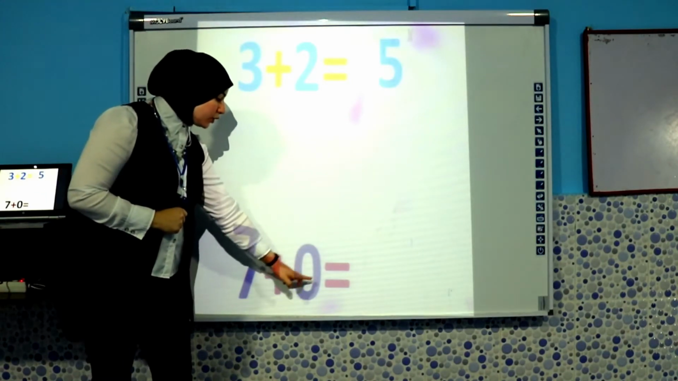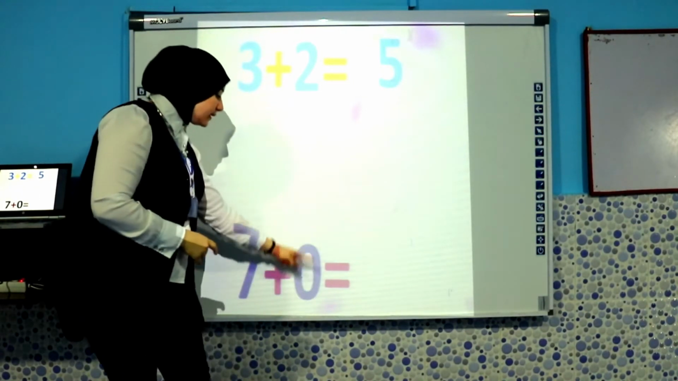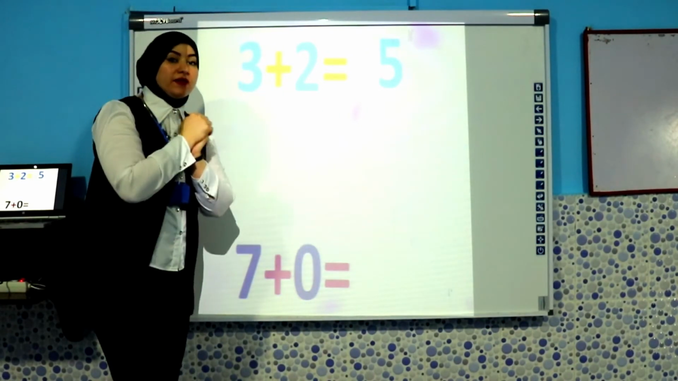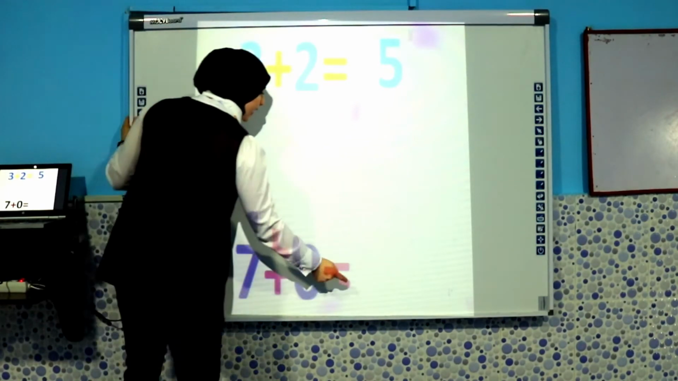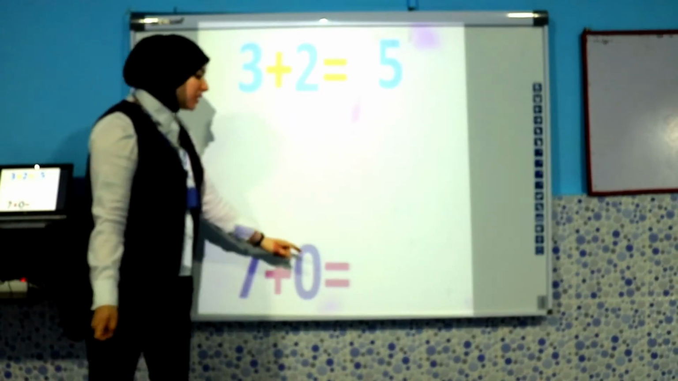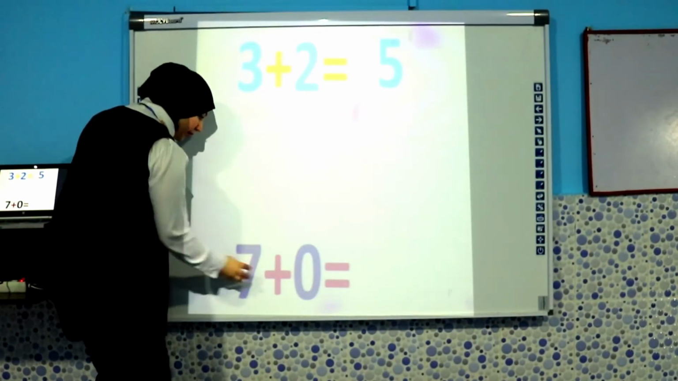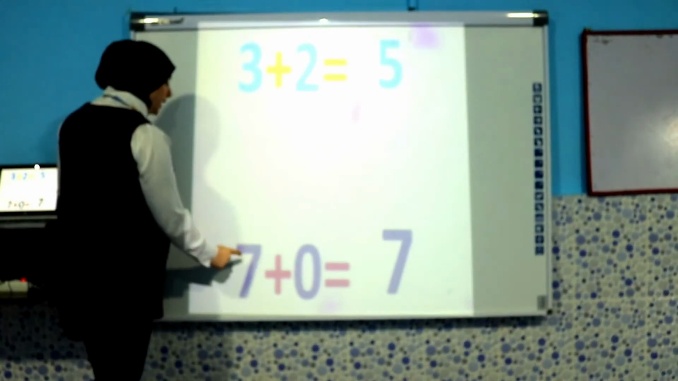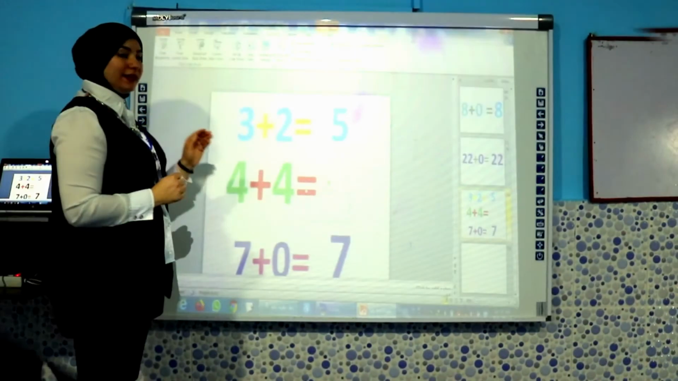7 plus 0 equals. As we said before, when we have 0 in our equation, anything plus 0 gives me the same number. So 7 plus 0 equals 7. Excellent. Why? Because 0 here is very weak. It means nothing. I take my number and get out. Let's see the result. So anything plus 0 gives me the same number. Let's see another equation.